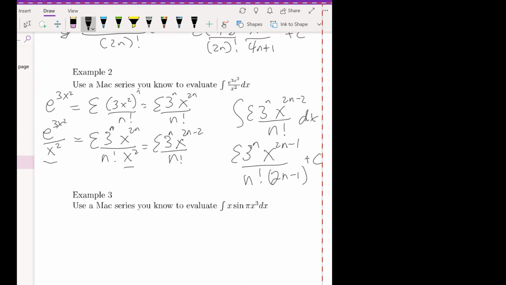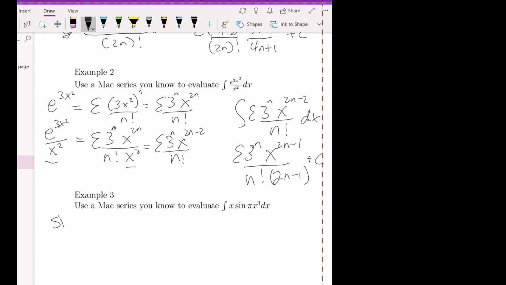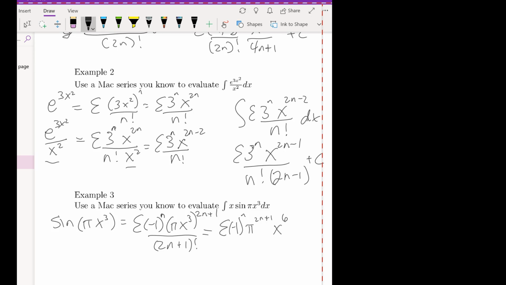All right, moving on to the last one. So I have sine of pi x cubed. So sine has the odd power, so it's going to be a little longer. So I have pi x cubed to the 2n plus 1 power, and I've got this 2n plus 1 factorial down here. So let's fix this. So I have negative 1 to the n, pi to the 2n plus 1, x to the 6n plus 3, being careful with those exponents.